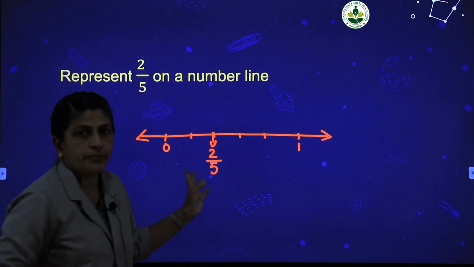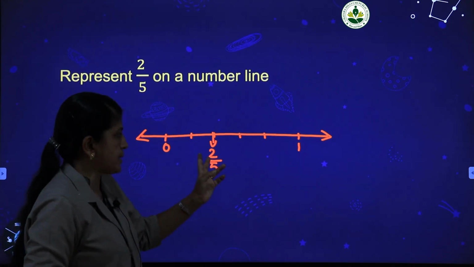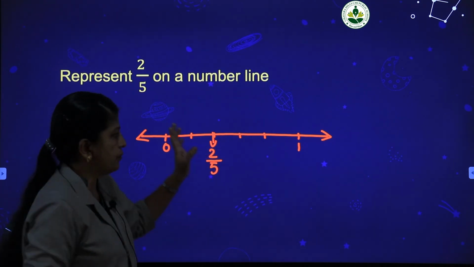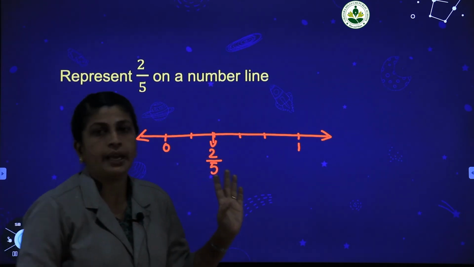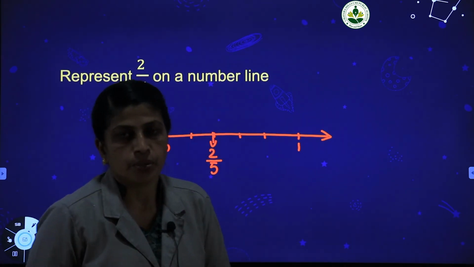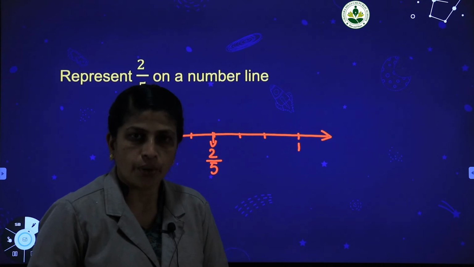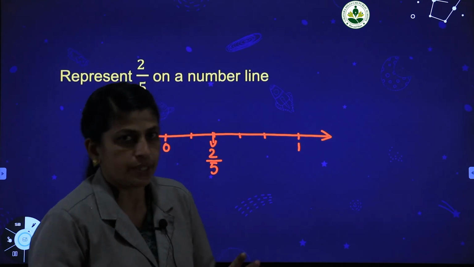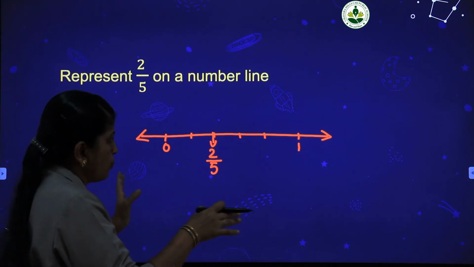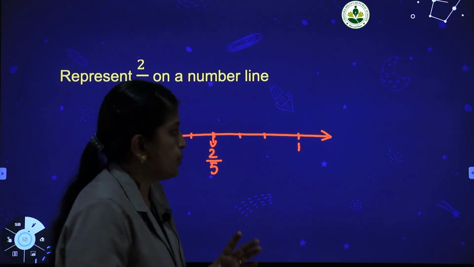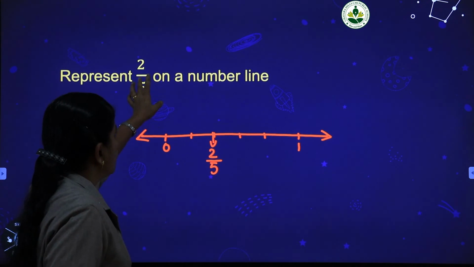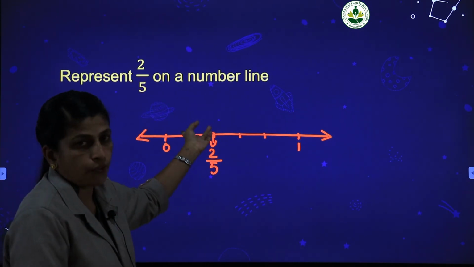Therefore, this is the way to represent 2 by 5 on a number line. We can represent a fraction on a number line. For that, first draw a line using your ruler, then mark the points 0 and 1, and divide that 0 to 1 portion into 5 equal parts, because we need to represent 2 by 5, 2 parts out of 5 parts.